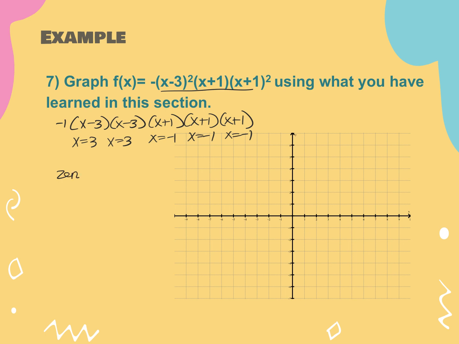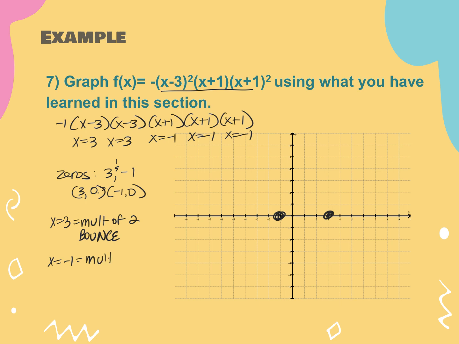So my zeros, technically, are 3 and negative 1, or I can think of it as (3, 0) and (negative 1, 0). So I've got (3, 0) here, and (negative 1, 0) there. Now, there's multiplicity here. At x equals 3, there's a multiplicity of 2. It shows up 2 times, which means it's going to bounce at 3. And at x equals negative 1, there's a multiplicity of 3, which means it's going to go through. Remember, if it's odd, it goes through it. If it's even, it bounces.